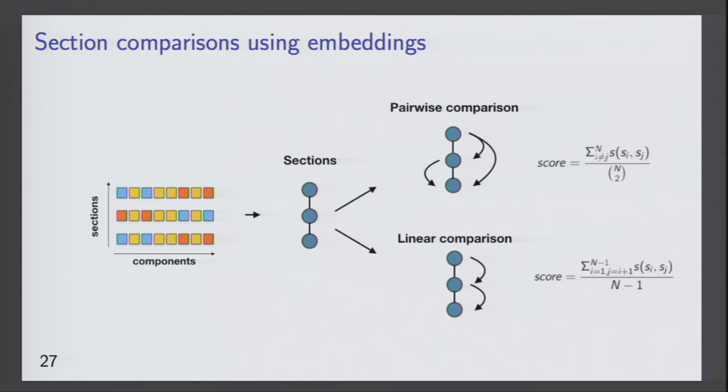And by pairwise comparison, I mean that each section is being compared to every other section. In linear comparison, we compare the first section to the second section, and then afterwards we compare the second section to the third section, and so on. So our assumption here was that comparing course sections in a linear manner should give us a higher score compared to comparing them in a random manner. And this assumption was supported by the real data.